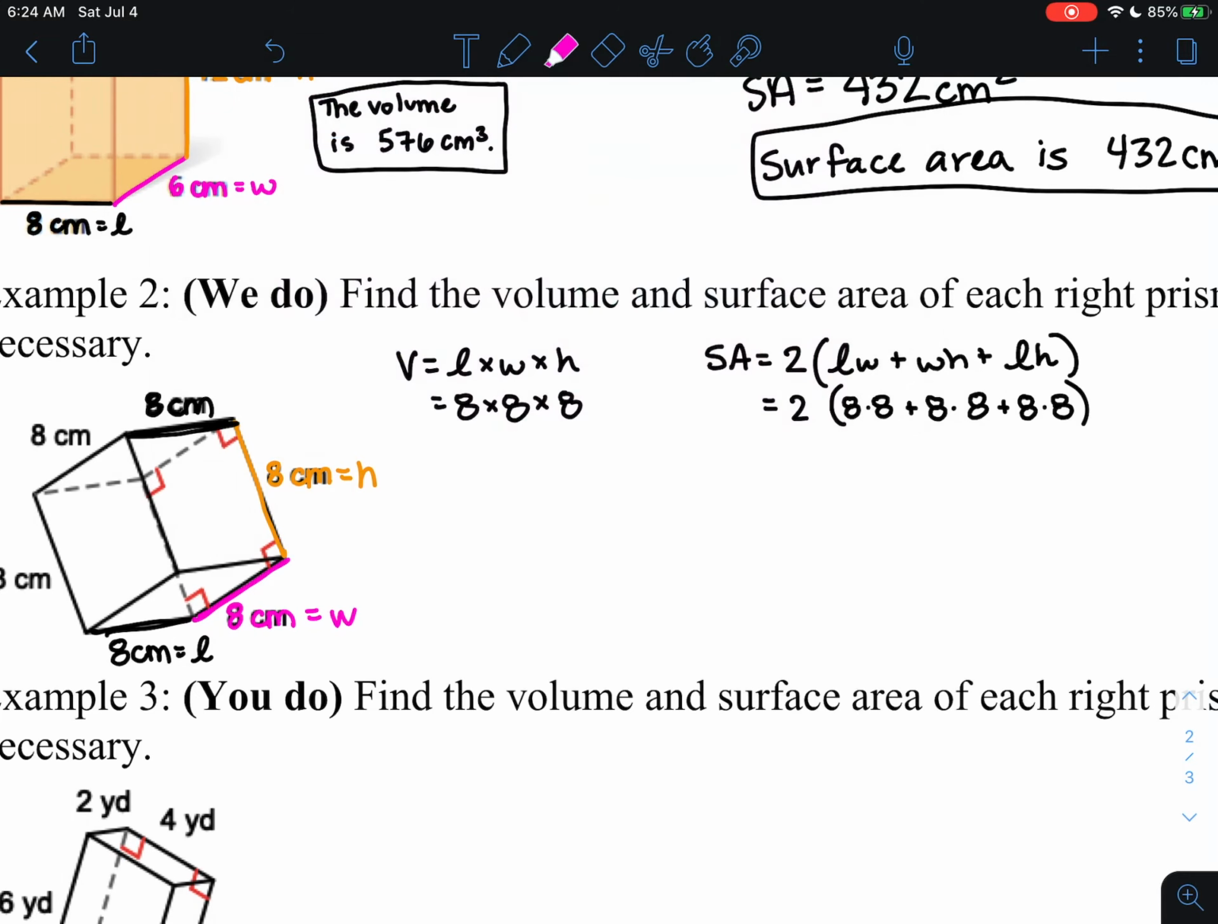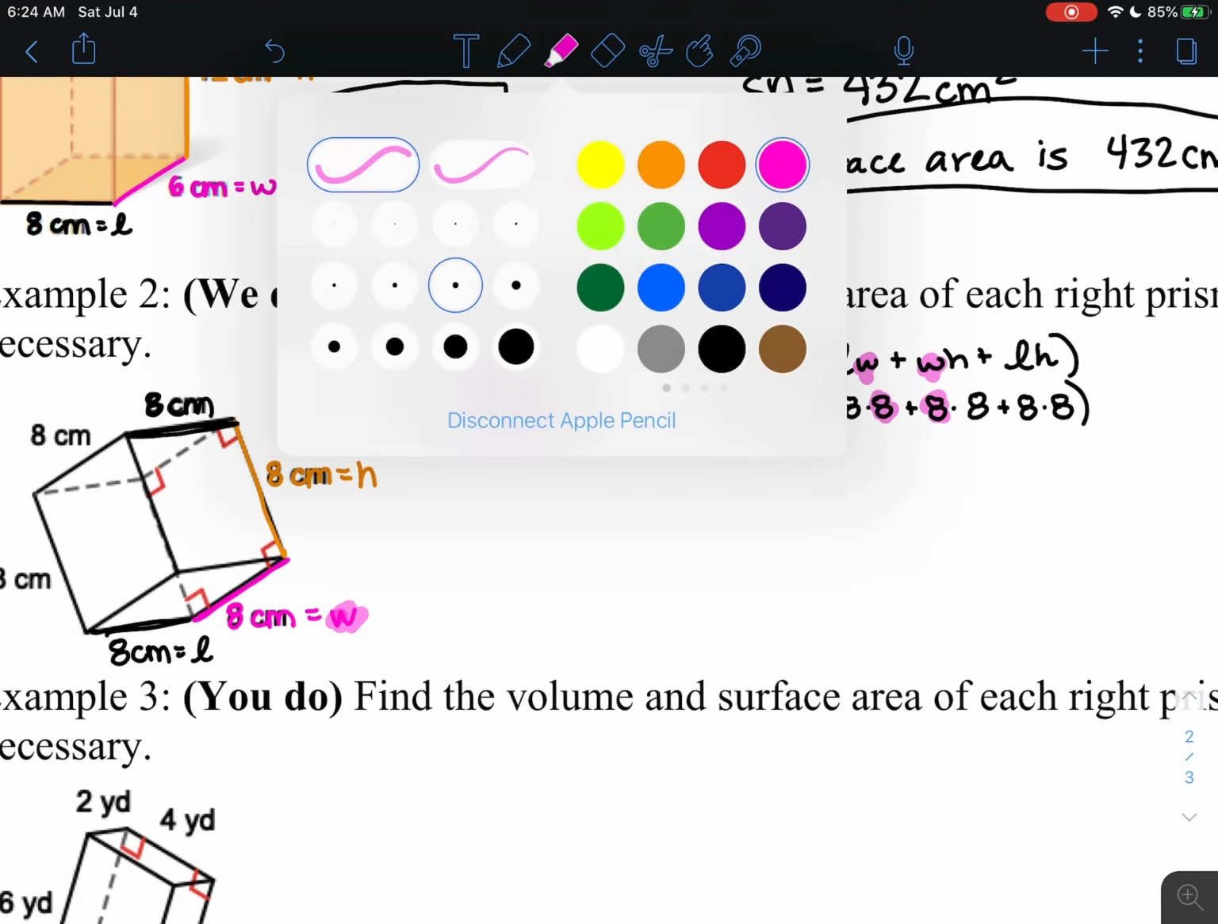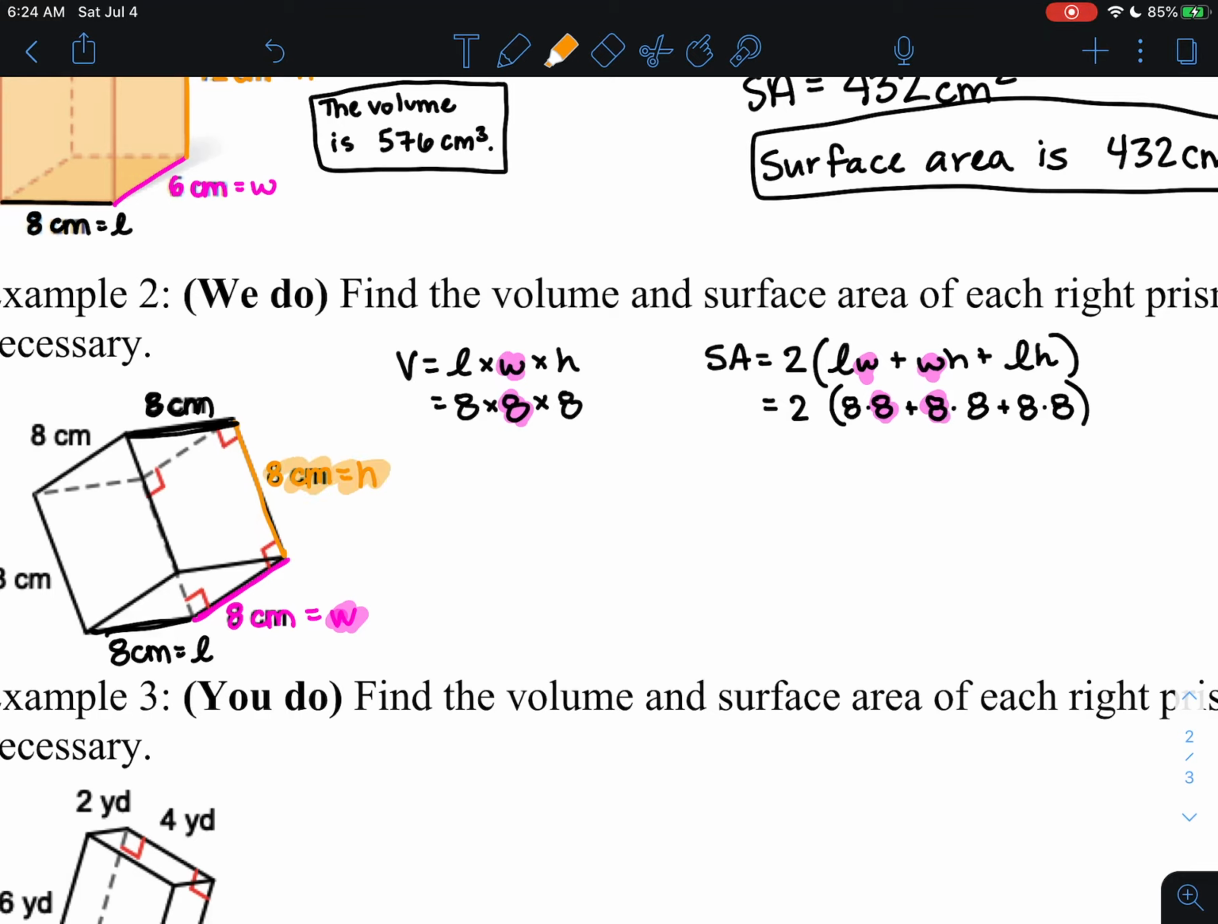So let's highlight all of the widths in pink. So this was a width and this was a width. And then I'll highlight in orange all of my heights. So there's the height and there's the height. And there's the height. And then I could also highlight in black what I was using for the length. So there's the length, and there's the length, and there's the length. Okay, so hopefully you tried this example already.